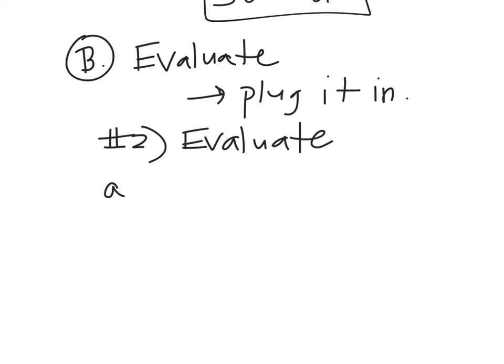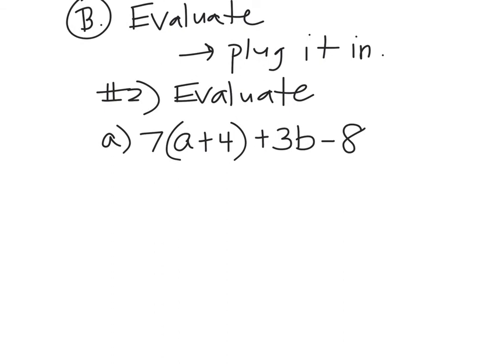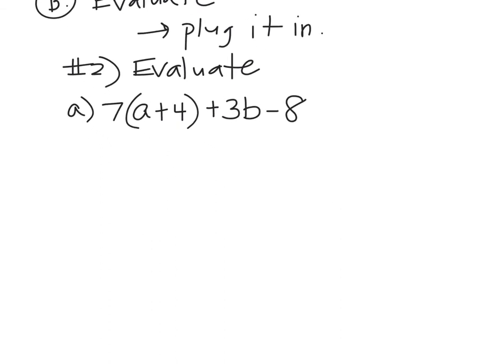So here we go. Letter A. Let's take 7 times (a + 4) plus 3b minus 8. All right, so that's an algebraic expression, and I want to evaluate this when a is equal to -4 and b is 5. Okay, you may use a calculator if you want to. You don't have to, okay?